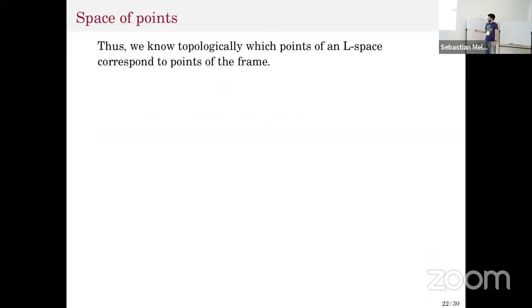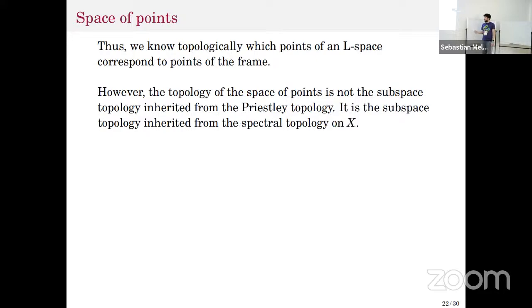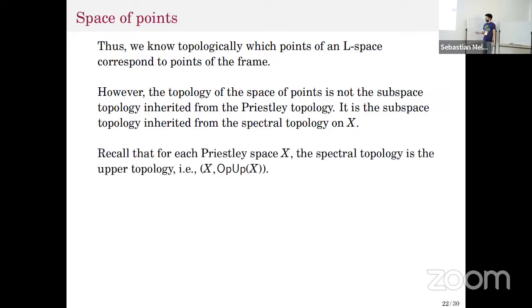So we know this set, but I want to know what the topology is. Where do I get the topology of the space of points from my Priestley space? It's not the subspace topology inherited from the Priestley space. In fact, what happens is it's the subspace topology inherited from the spectral topology on X. So that means it's the restriction of this topology, the open upset topology.